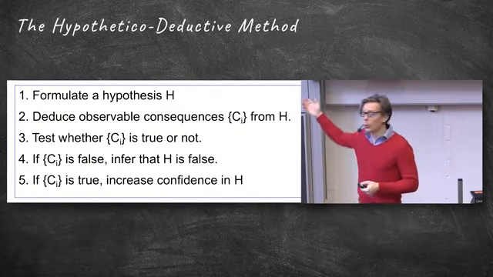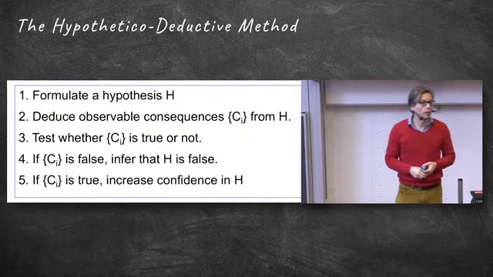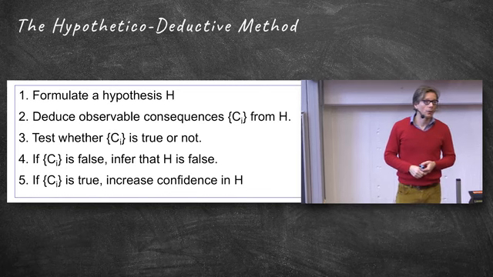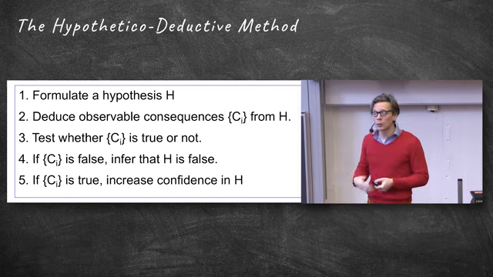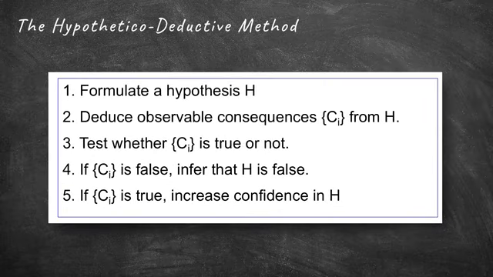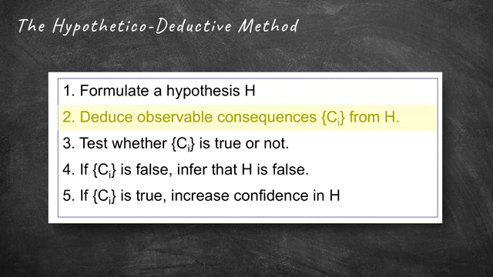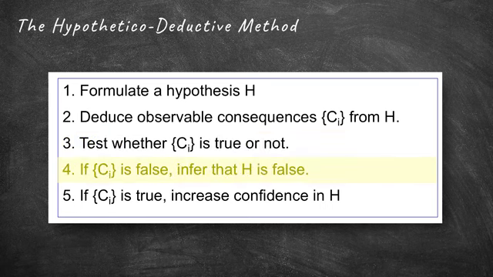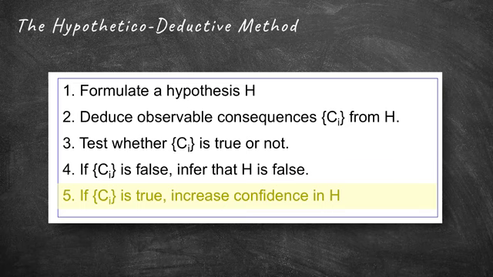Here is a typical sequence that you perform when you are performing a hypothetical deductive test. You start by formulating a hypothesis, you deduce observable consequences from the hypothesis, you test the hypothesis, and then you either infer that the hypothesis is false or that you can increase your confidence in the hypothesis, depending on how the test came out.